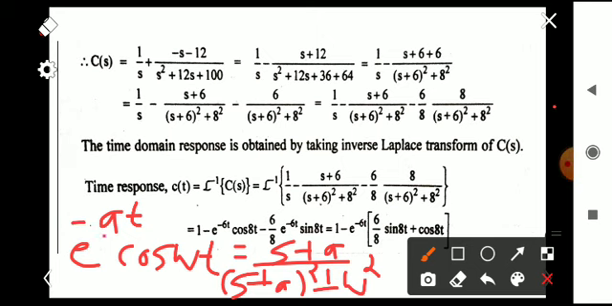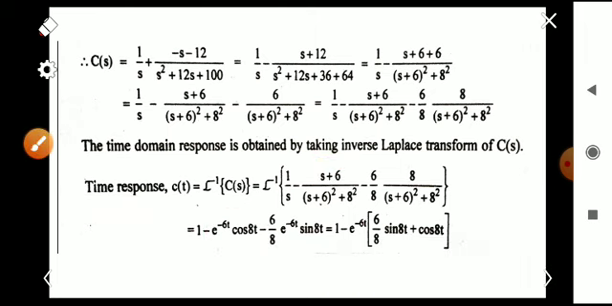So here, instead of this a, the value of a is 6, and instead of omega it is 8. So we can easily write the Laplace inverse as e raised to minus 6t cos 8t, because a is 6 and omega is 8. Likewise, here it is in the form of a sine, so 6 by 8 e raised to minus 6t sin 8t. So at last we will obtain 1 minus e raised to minus 6t, taking e raised to minus 6t common, times (6 by 8 sin 8t plus cos 8t).